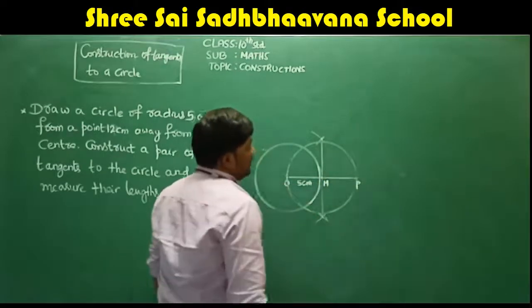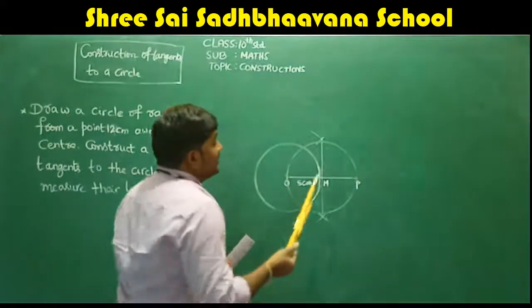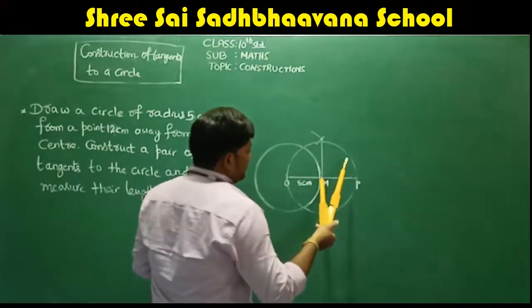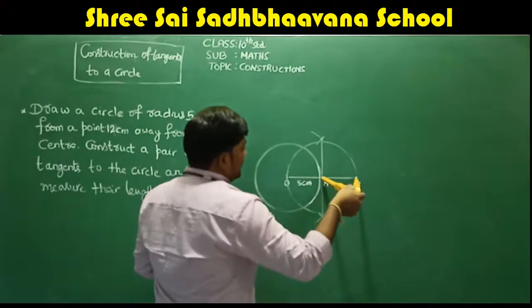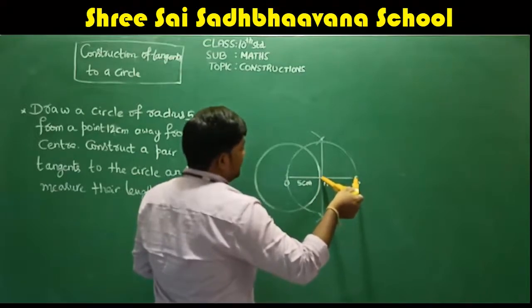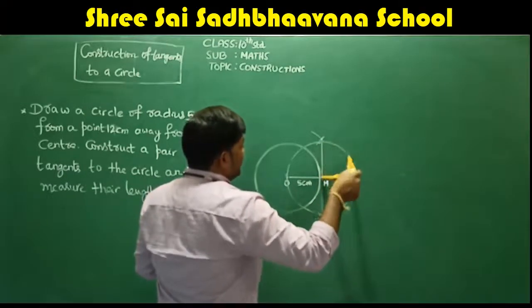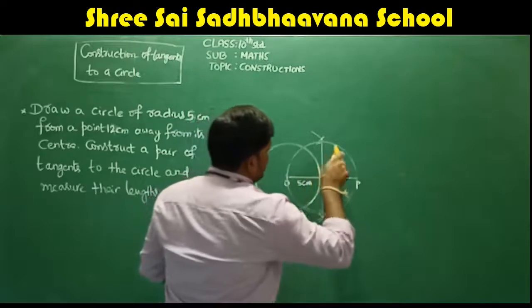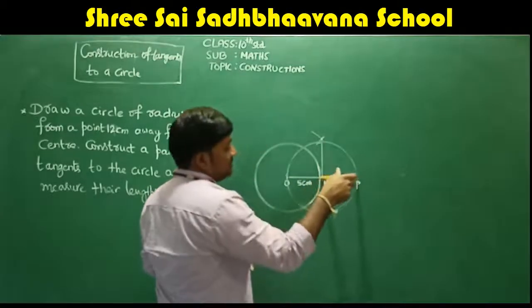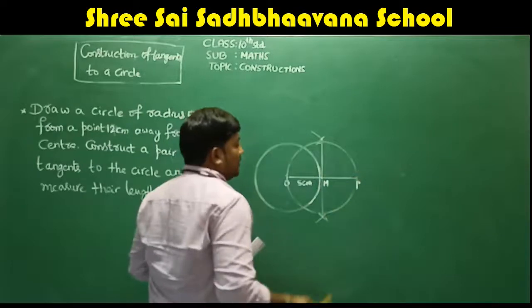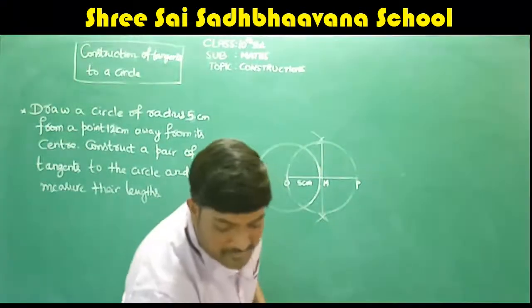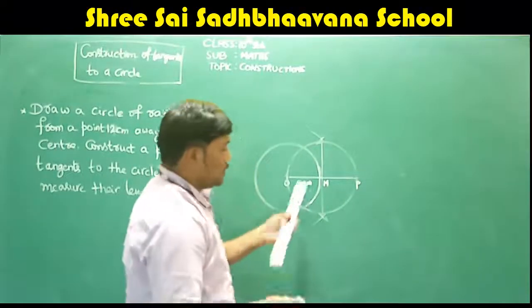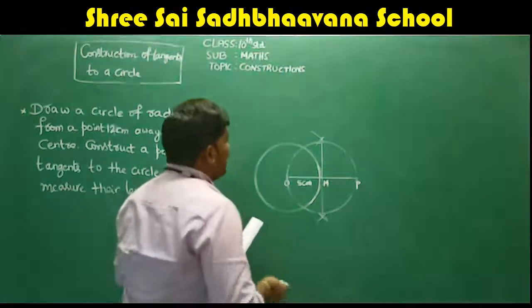Yes, that's all. What I did, I just took MP as the radius, and drew a circle with MP as the center and MP as the radius. That is only a simple circle construction I did. That's all. Now, what do we have to do?